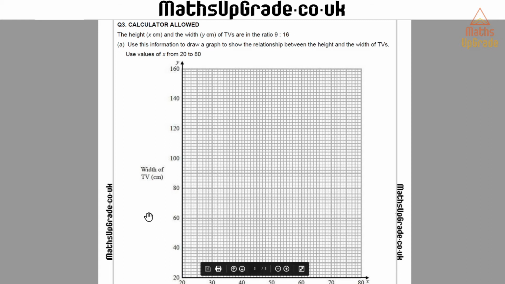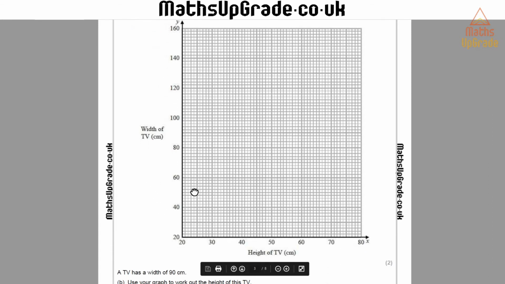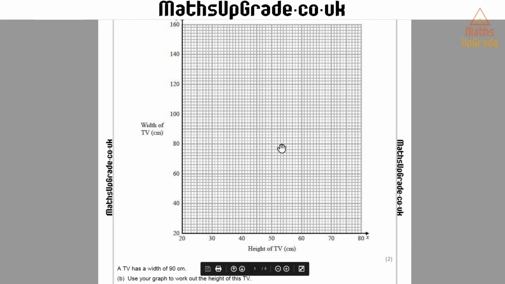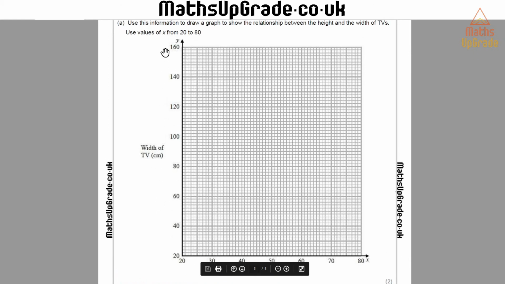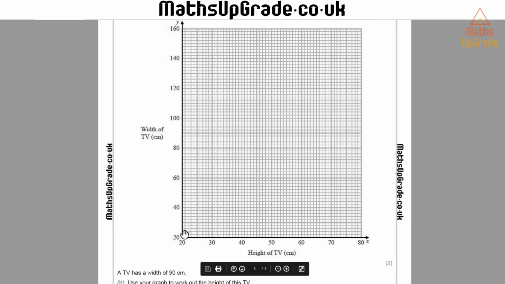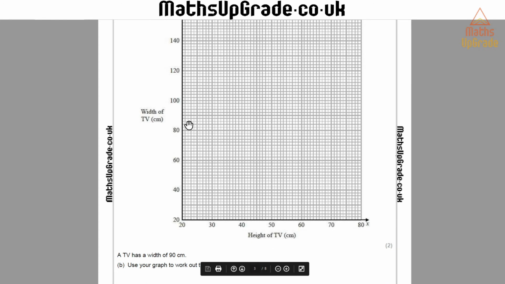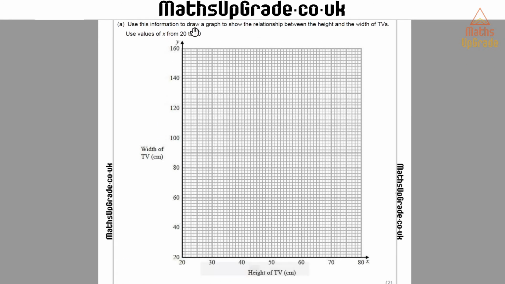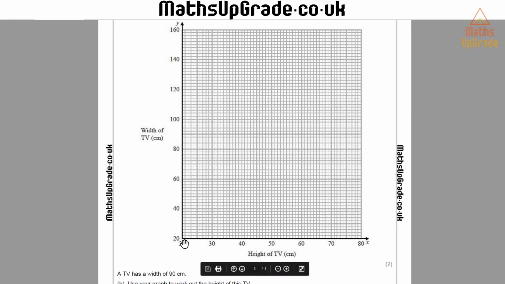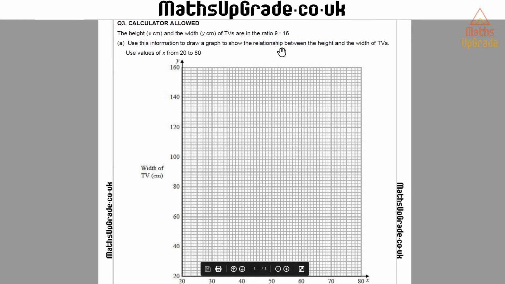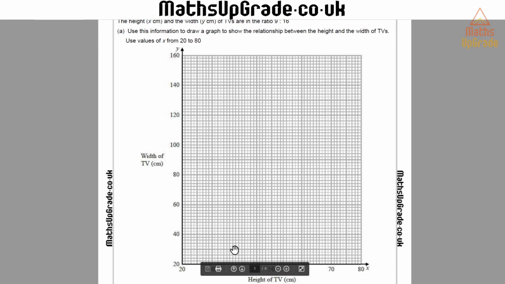So let's just look at this grid that we're given. So the x-axis represents the height and the y-axis represents the width. And you can see the height is going from 20 to 80, the width from 20 to 160. So we need to do the values of x from 20 to 80. So 20 to 80 is along the whole graph. Now this ratio here is the clue to this whole question. What we need to do is find if the height is 9 and the width is 16.